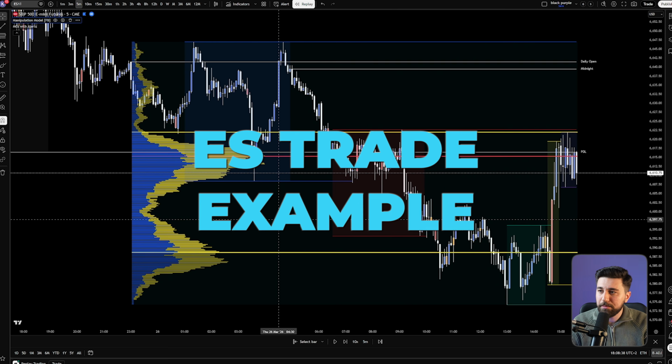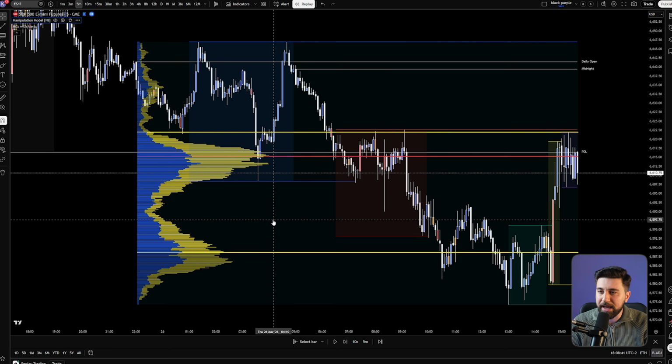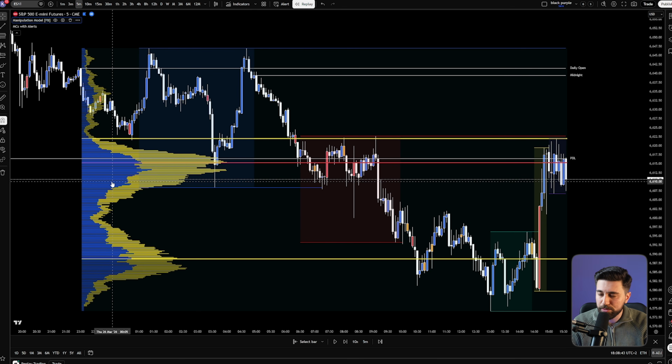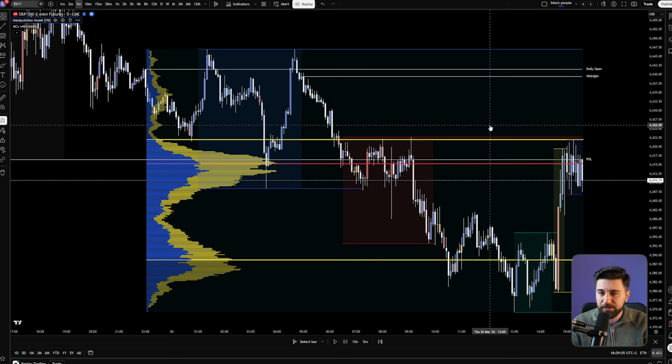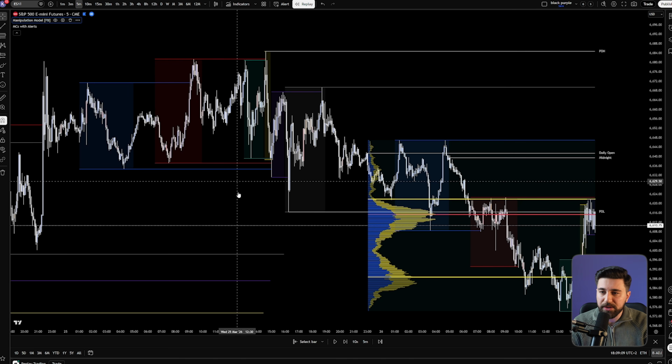So right here, I'm on the ES chart, and as you can see, I've plotted on the volume profile. We are right now during the New York Stock Exchange open. So 9:30, the markets are open already, and we will see what I'm gonna do to get really, really high probability setups. So first of all, what we want to do is look at the previous structure.